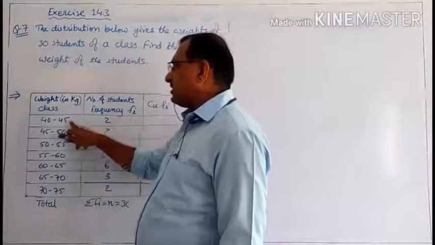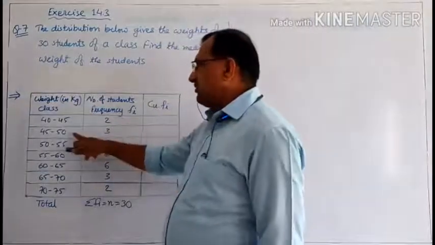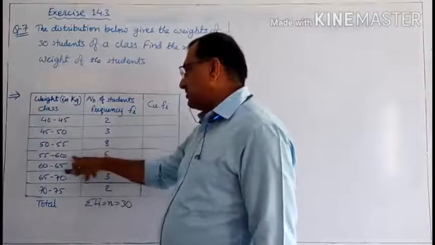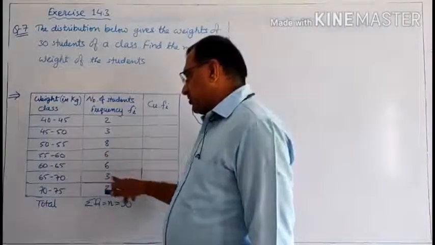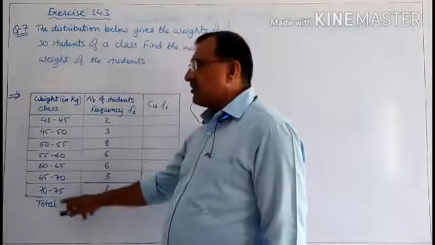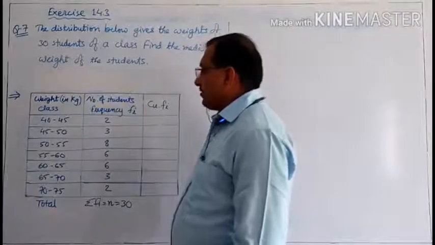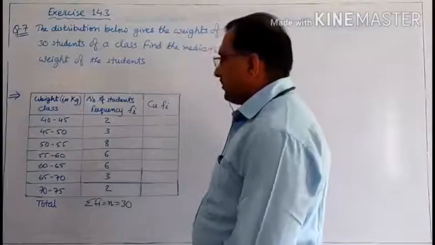2 students are having this weight range. 3 students are having weight 40 to 50. 8 students are having this weight. 6 students are having this weight, 6 students this weight, 3 students having this weight, and 2 students having weight 70 to 75. So 30 students' distribution of weight is given here, and we have to find the median.